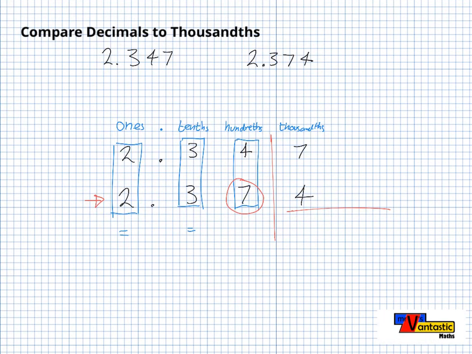So when we're comparing these two decimal numbers, we can easily say that 2.347 is smaller than 2.374. And that is how we can compare decimals with decimal numbers up to the thousandths place.